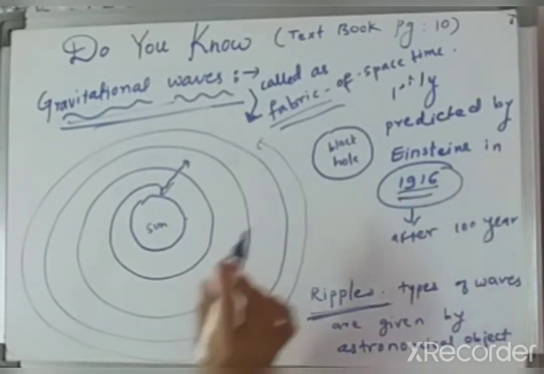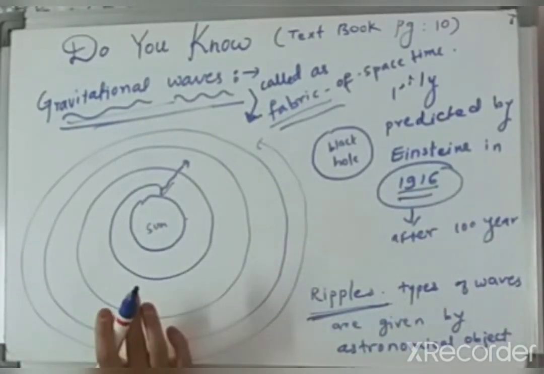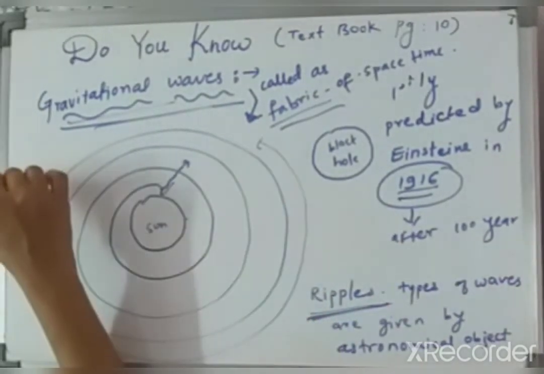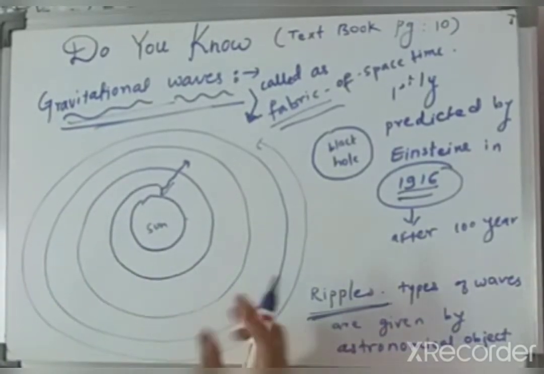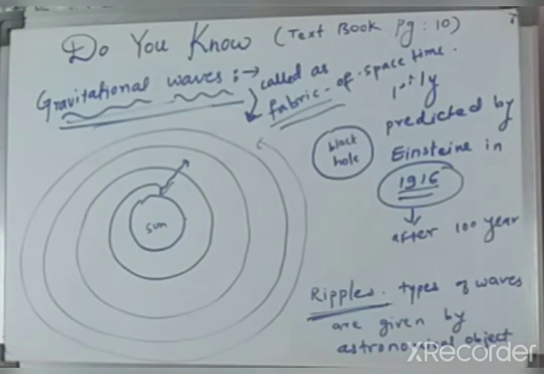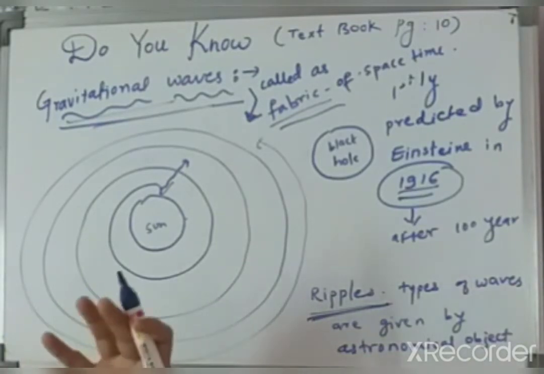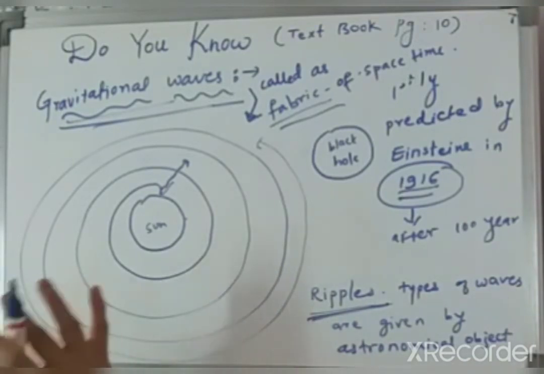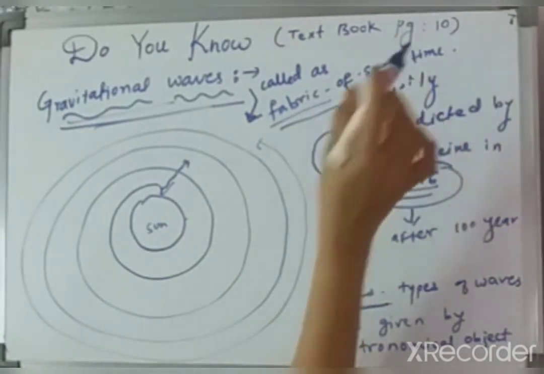In 1916. These waves are extremely sensitive, extremely weak. They are weak and undetectable. We cannot detect them easily. Since they are coming from a long distance, billions of light years, they are reaching the earth's surface, they are very difficult to detect. Scientists have constructed extremely sensitive instruments which have the ability to receive these waves and to detect the presence of these gravitational waves, or we can say fabric of space time.